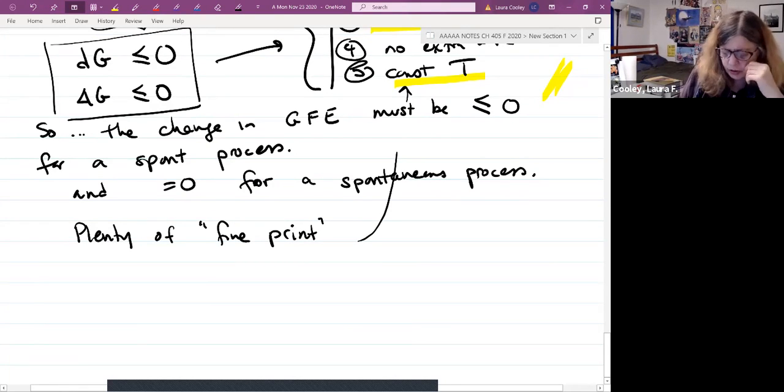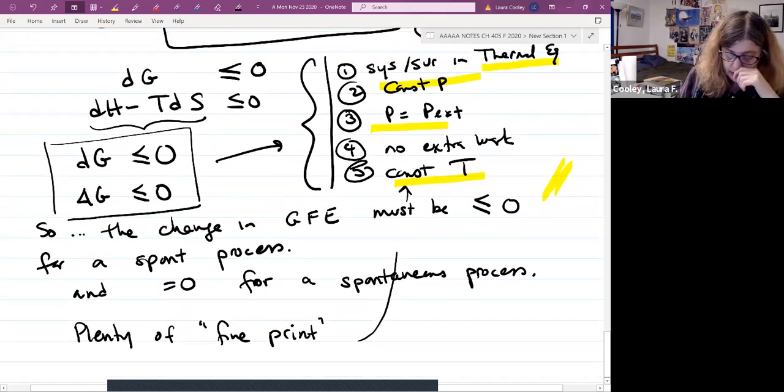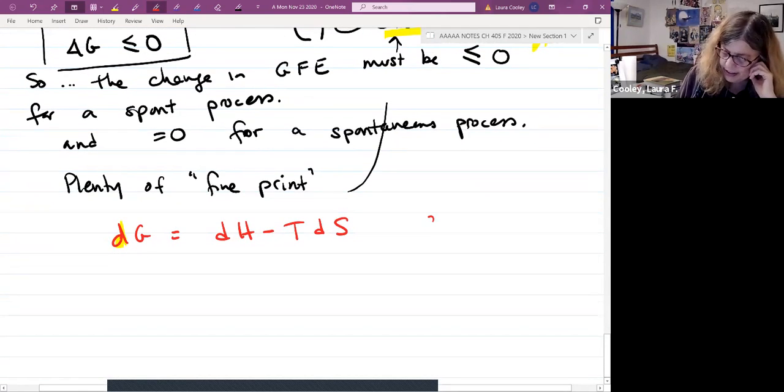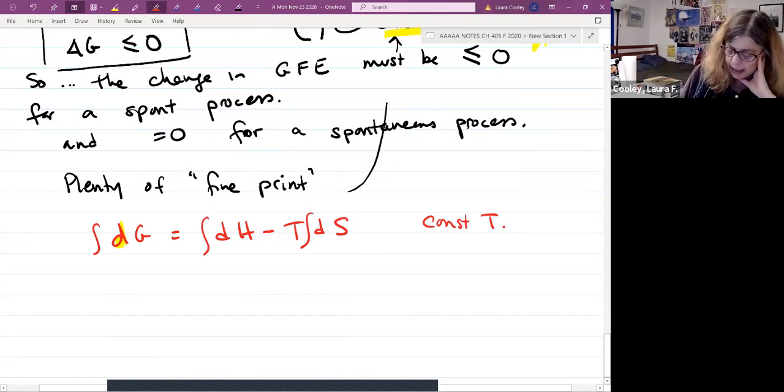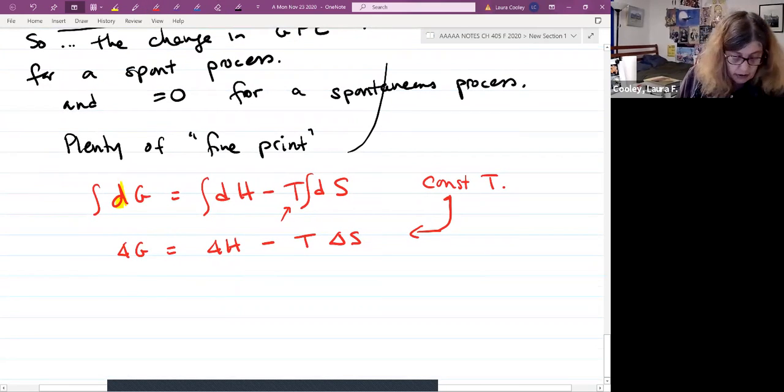Okay, so we have this delta G is less than or equal to 0. First of all, we had dG is dH minus TdS. Now, if I said that the temperature is constant, then I could integrate this and leave the temperature out of the integral. So this would mean that delta G is delta H minus T delta S. You should keep in mind that this relationship that we use all the time is valid at constant temperature, okay?